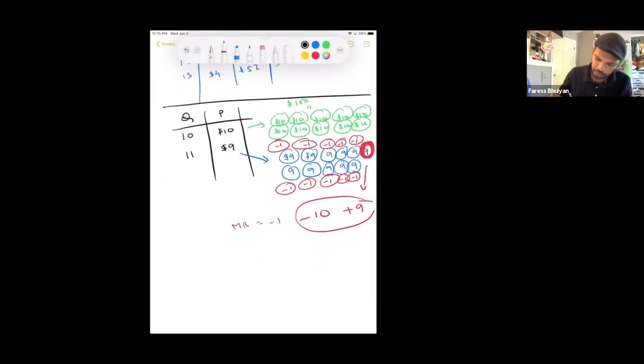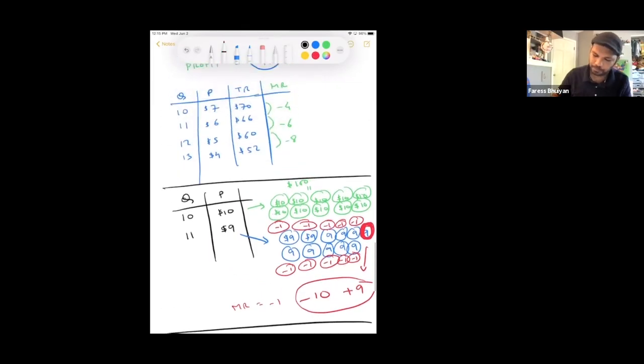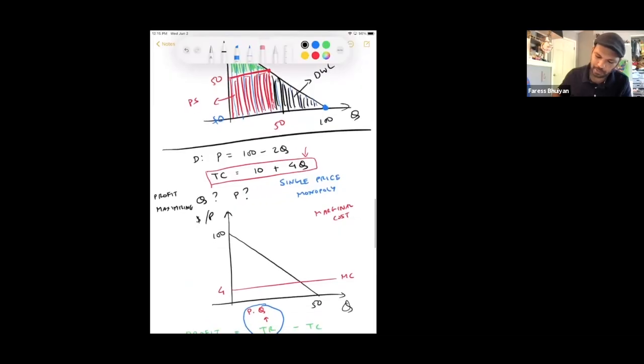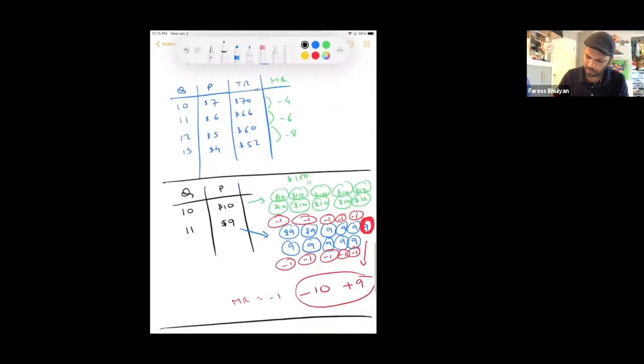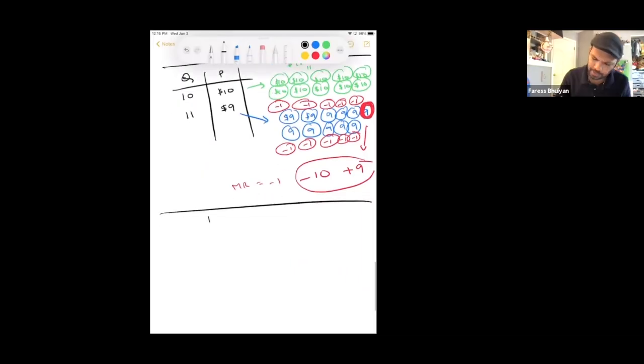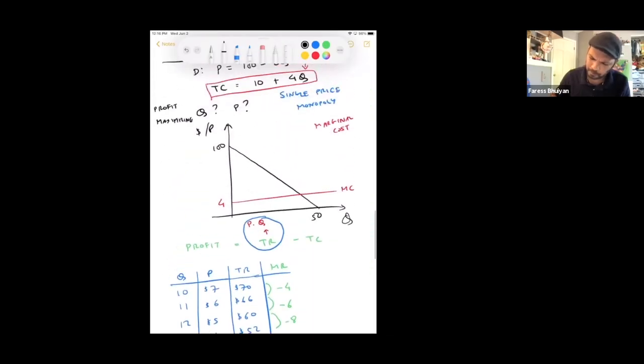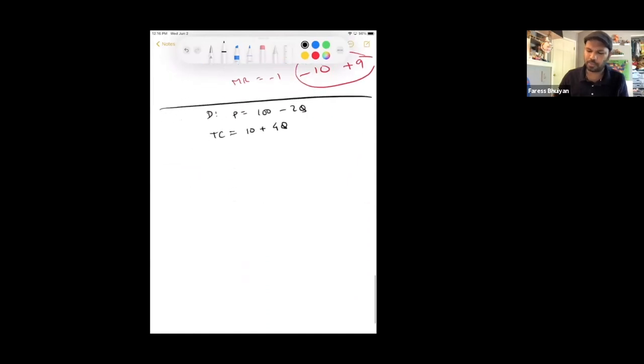So going back to our original problem, I'm going to rewrite it now. What are the numbers I chose? We said the demand curve was P equals 100 minus 2Q. And we said our total cost was 10 plus 4Q. Is that right? Yeah. Okay. So let's redo this problem.